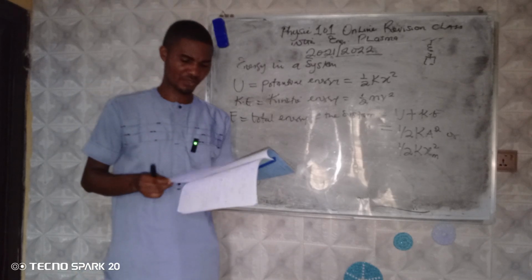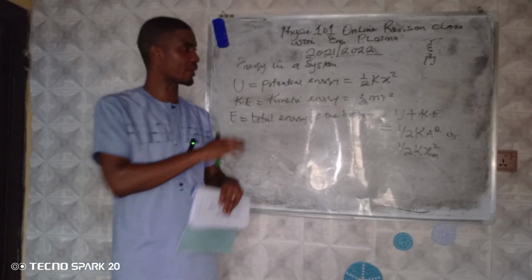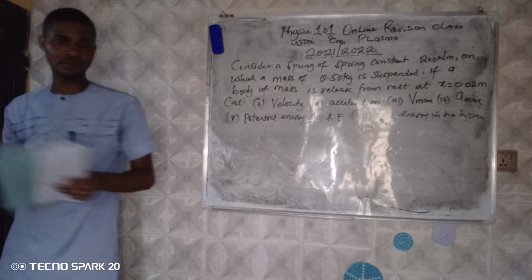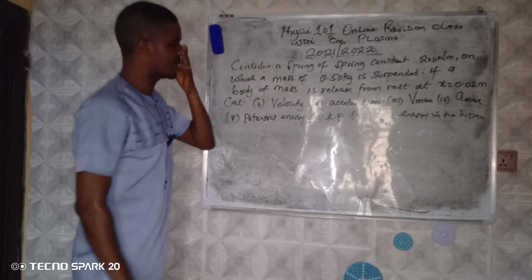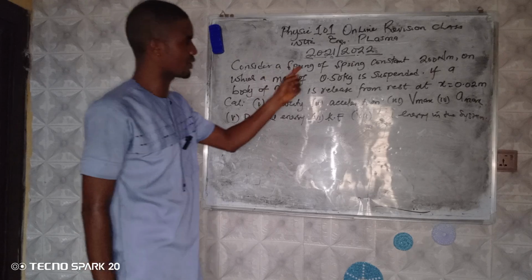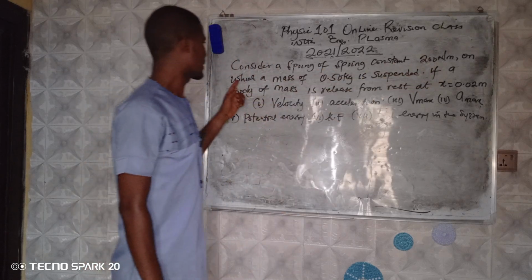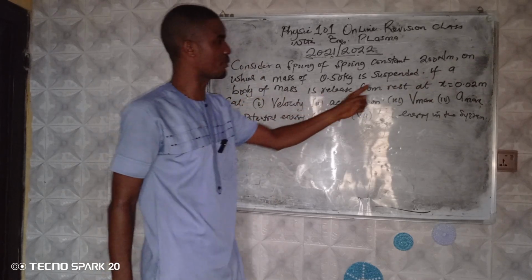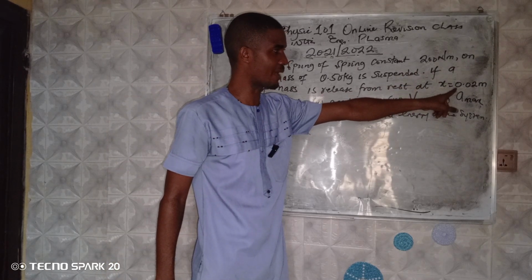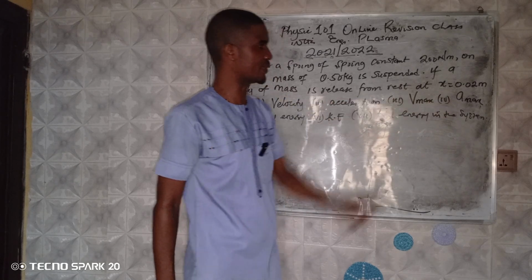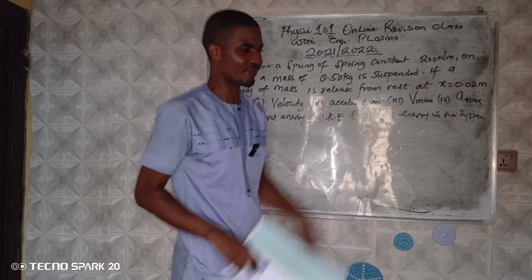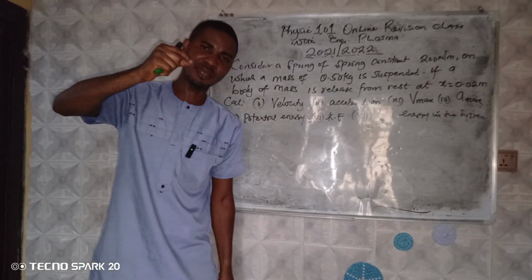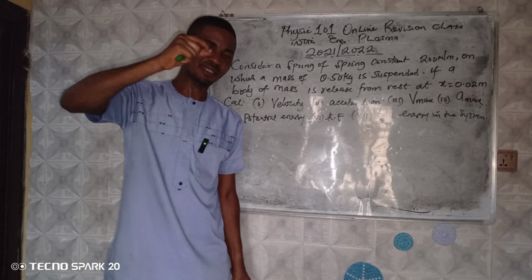Now we're going to take one question to drive all these points home, a question that will ask us about all these things, so that when you see it in the exam, you'll be able to solve it. If we take a look at the question on the board, it says: consider a spring of this spring constant, on which a mass of this is suspended. If the body is released from rest at this displacement, so this becomes my x, not my amplitude. That means, say you are doing your practical, you hold the ball and take it to 0.2 m and you release it.